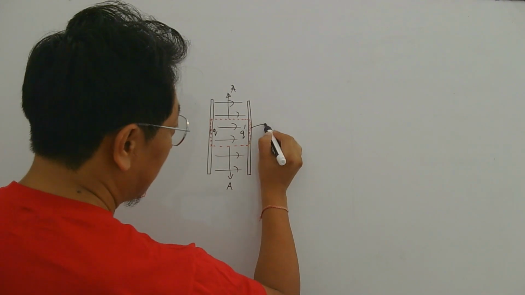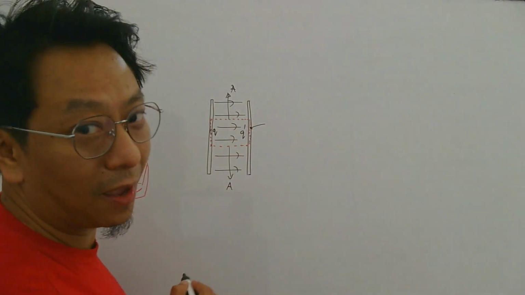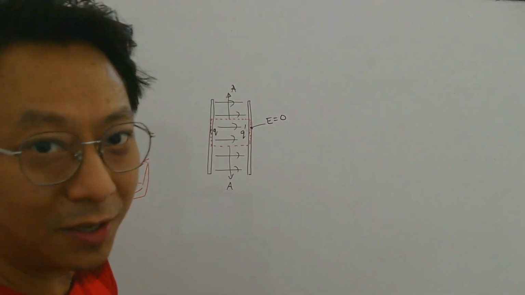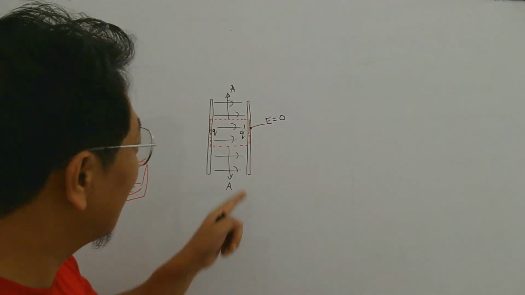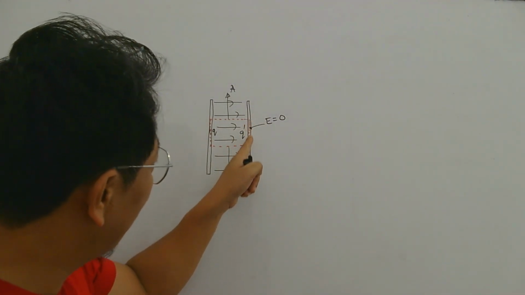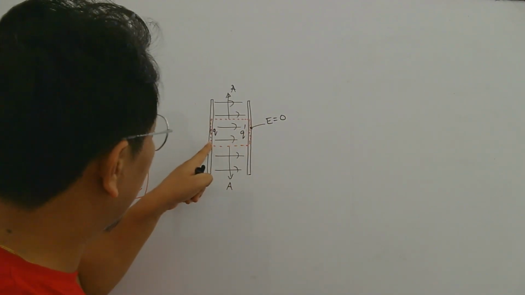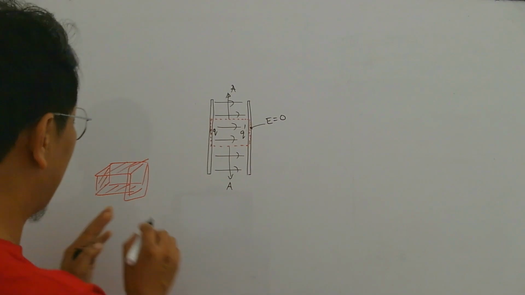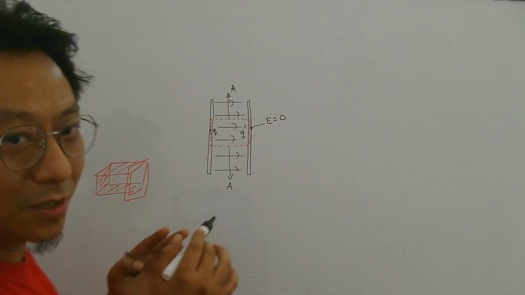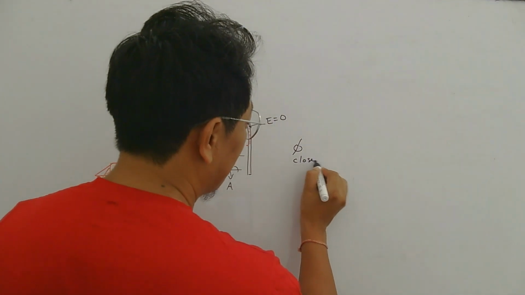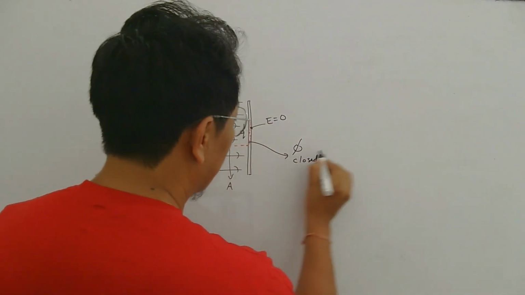Now this surface is inside the conductor, and we know inside the conductor electric field is 0. This requirement is for electrostatic conditions, right? So here the electrostatic field inside is 0, here is 0. So flux here is also 0, flux here is also 0. So flux through all the 6 surfaces is 0. That means the total flux through this closed surface must be 0.